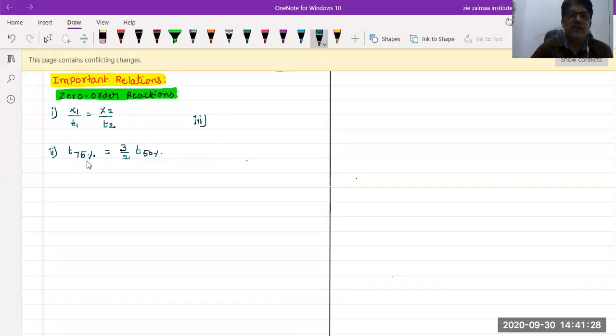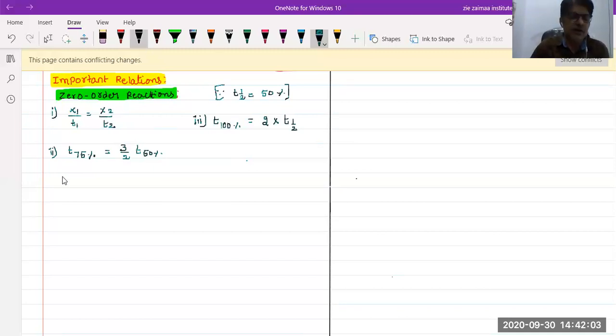Instead of T 75%, suppose we take T 100%, meaning total time. Total T is equal to 2 into t half. Here, t half is nothing but T 50%. Don't forget this one. These are related to zero order reactions.